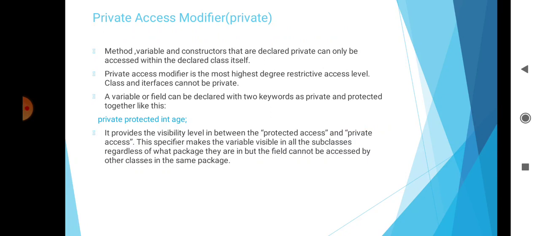A variable or field can be declared with two keywords, private and protected, together like this. For example, private protected int age. It provides a visibility level in between the protected access and private access. This specifier makes the variable visible in all the subclasses regardless of what package they are in, but the field cannot be accessed by other classes in the same package.